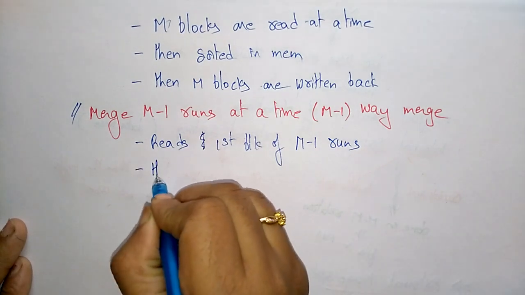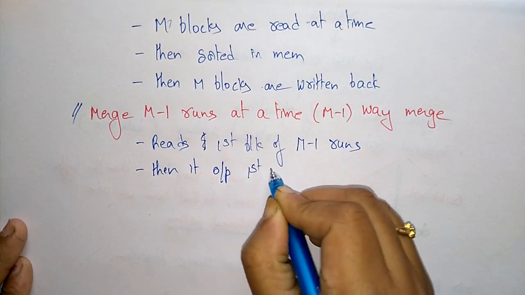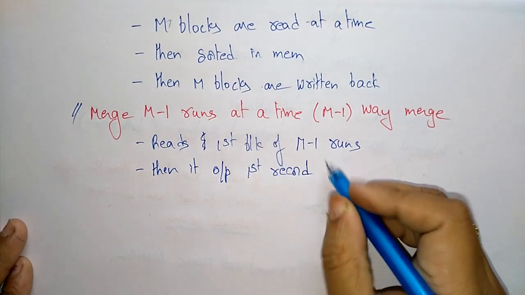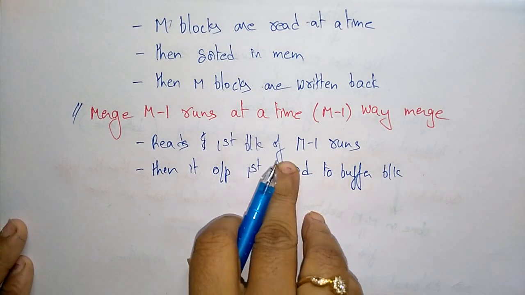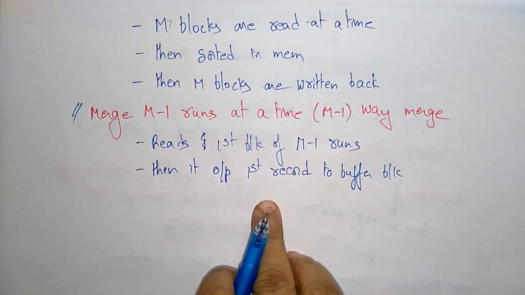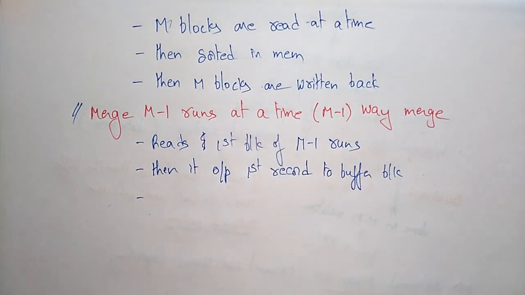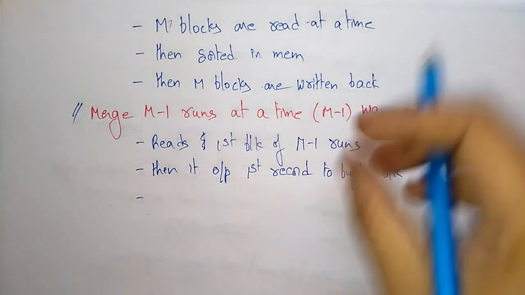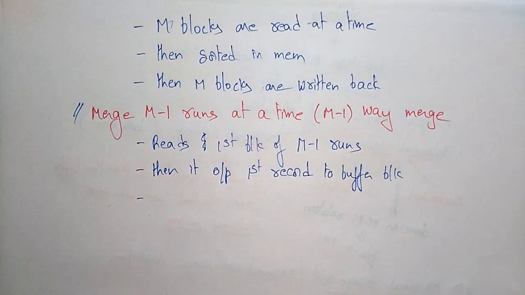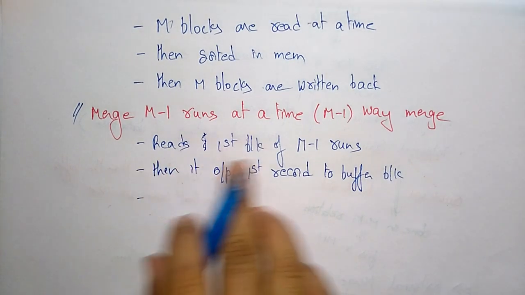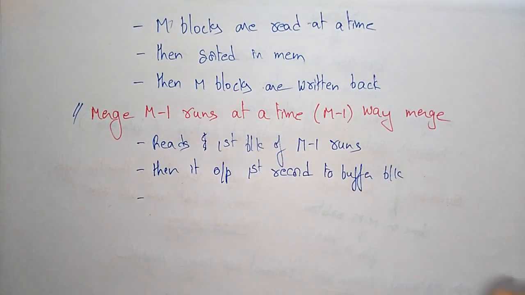After that, it outputs the first record to the buffer block. Whatever data the M minus 1 runs read has to be placed in the buffer block. Now I'm telling the algorithm; afterwards we'll take an example, and in that example, according to these steps, we have to sort the numbers. So first it reads the first block of the M minus 1 runs. After that, you output that first record to the buffer block.